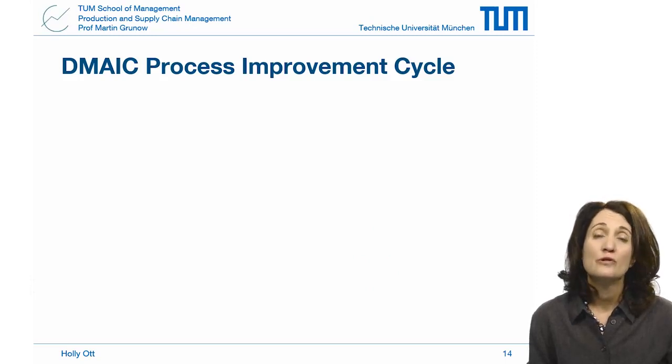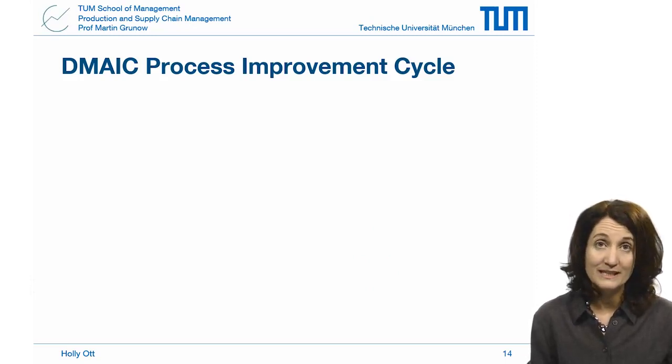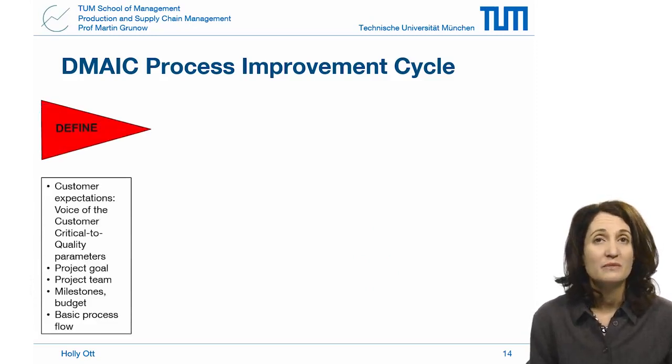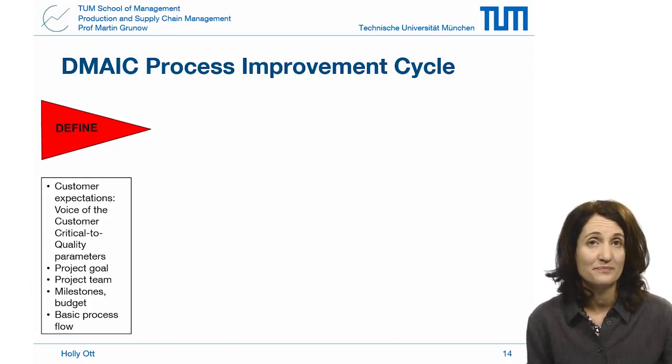Now we're going to go through the DMAIC flow in detail in the next lectures, but in general, define means to identify key customer requirements, what we call the critical to quality parameters. We want to set the goals for the Six Sigma project and form the project team.